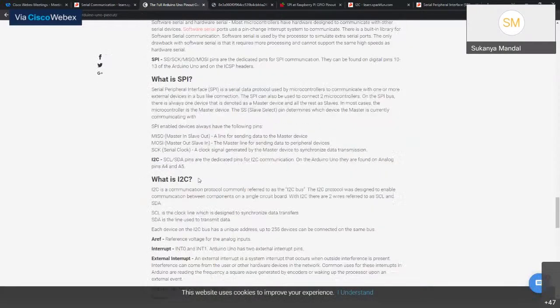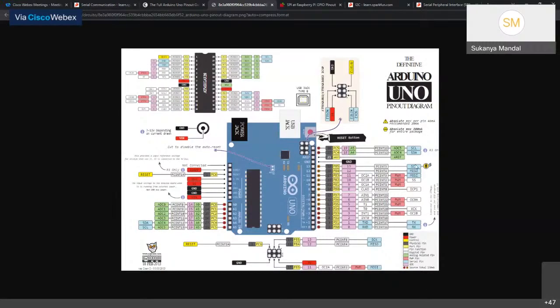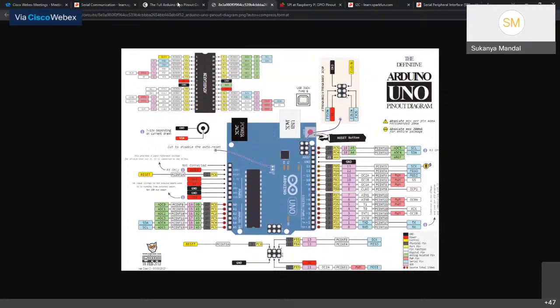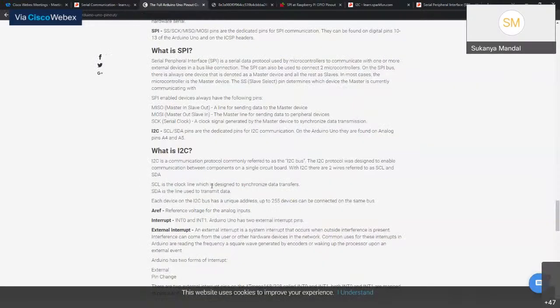So going back to SPIs, we have SCK, which is serial clock, SS is slave select, MISO, master input slave out, and this is master out slave input. These are declared for the SPI mode of communications. And for I2C, we have SCL and SDA. SCL is the clock line, which is designed to synchronize data transfer, and SDA is the line that is used to transmit data.